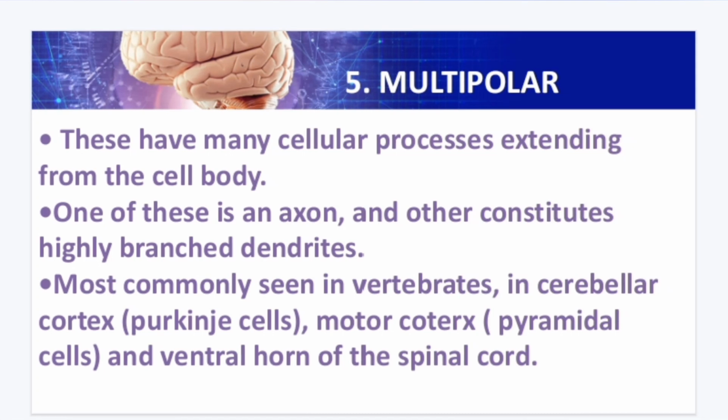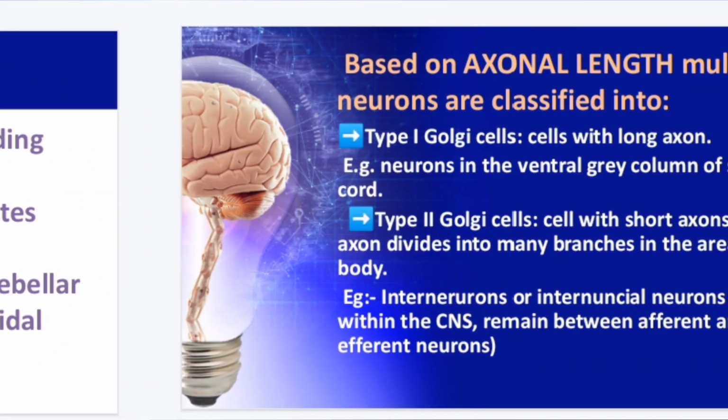Last one, the multipolar. They have many cellular processes extending from the cell body, called dendrites. One of these is an axon and the others constitute highly branched dendrites. Most commonly seen in the Purkinje cells of the cerebellum, in the pyramidal cells of the motor cortex, and in the ventral horn of the spinal cord. So, the typical structure that we all learned and we all still draw is a multipolar neuron.